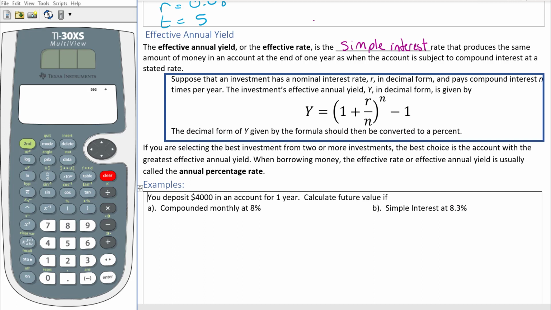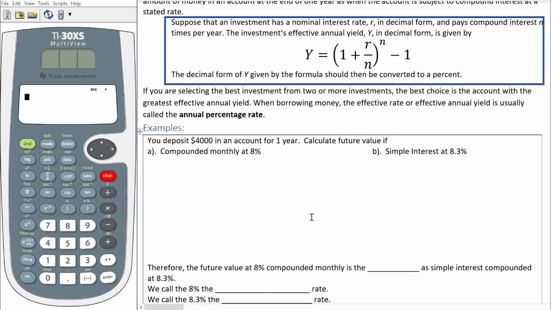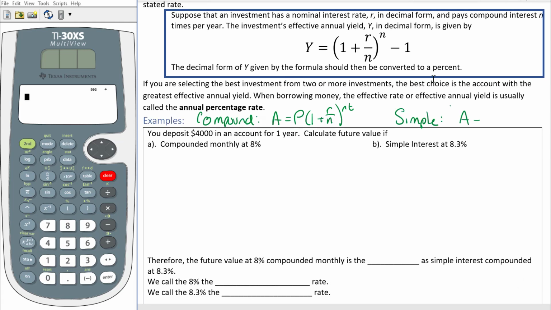So here's an example. You deposit $4,000 in an account for 1 year. Calculate the future value if compounded monthly at 8%. Now this is just the regular formula. So our compound formula, I'm just going to write it here at the top, from before is A equals P (1 plus r over n) to the nt, whereas the simple interest is A equals P (1 plus rt).